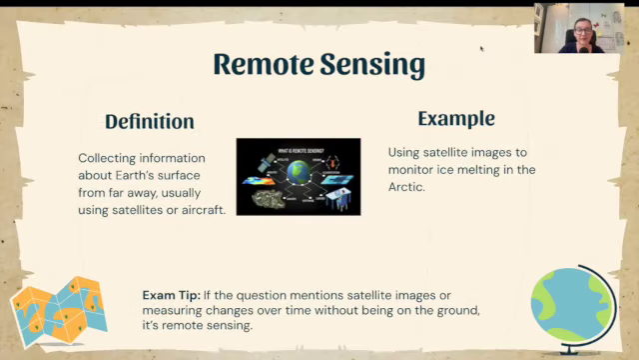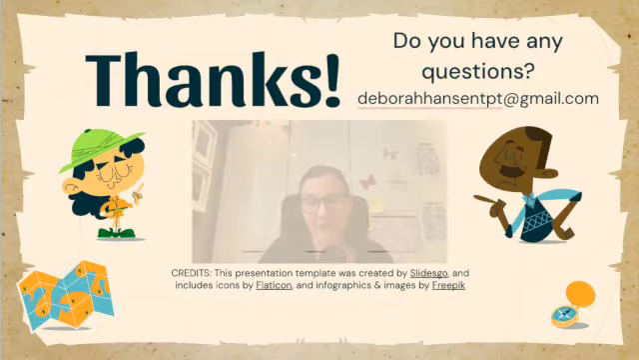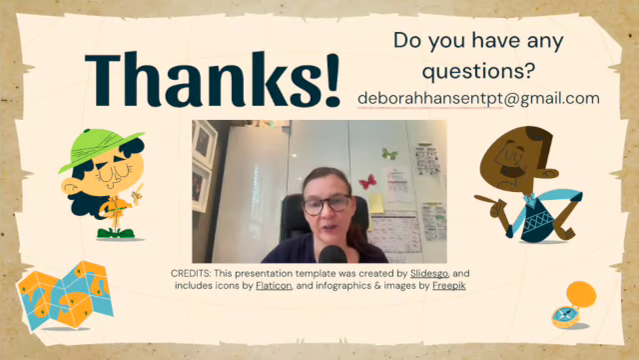Remote sensing. The definition is collecting information about the Earth's surface from far away, usually using satellites or aircraft. For example, using satellite images to monitor ice melting in the Arctic. Exam tip: if the question mentions satellite images or measuring changes over time without being on the ground, it's remote sensing. So those are the key terms you need to know for 1.2 geographic data.